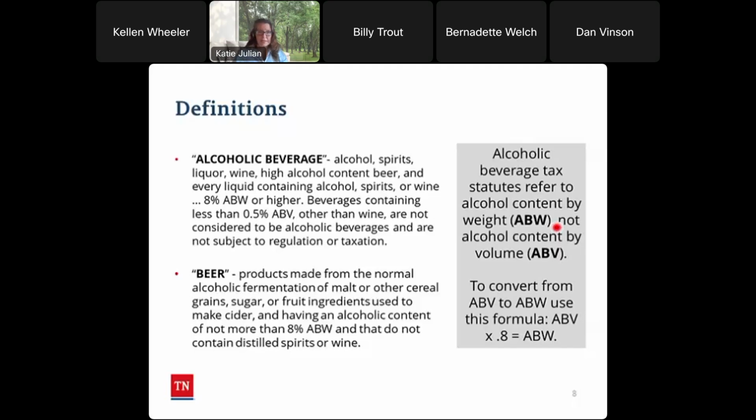So alcoholic beverage is defined as alcohol, spirits, liquor, wine, and high alcohol content beer, and every liquid containing alcohol, spirits, or wine, 8% alcohol by weight or higher. Beverages containing less than 0.5% alcohol by volume, other than wine, are not considered to be alcoholic beverages and are not subject to regulation or taxation.